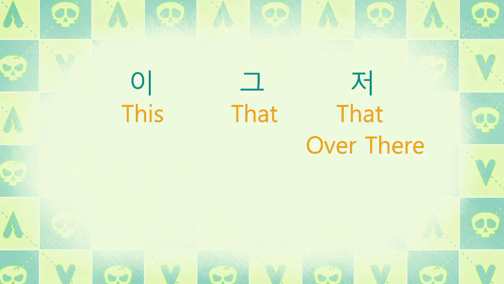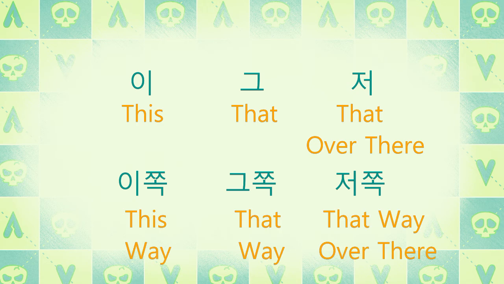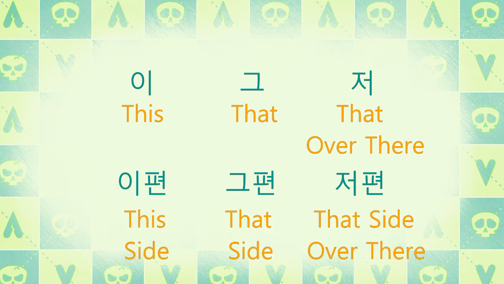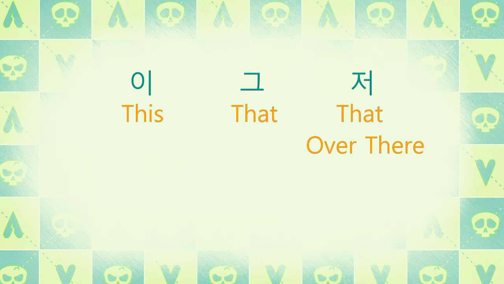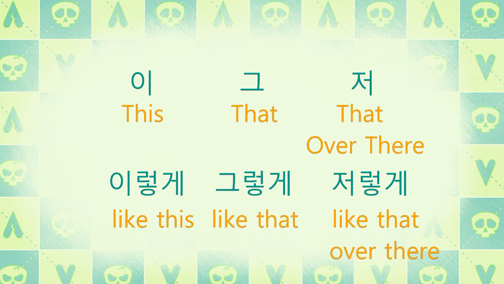Another example for words that use 이, 그, and 저 would be 이적, 그적, 저적. This way, and that way over there. 이 편, 그 편, 저 편. This side, that side over there. Another set of words that use 이, 그, and 저 would be 이러다, 그러다, 저러다, but you'll most likely hear them as 이렇게, 그렇게, and 저렇게. 이렇게 is very commonly heard. It'll be translated as like this, 이렇게, like this.